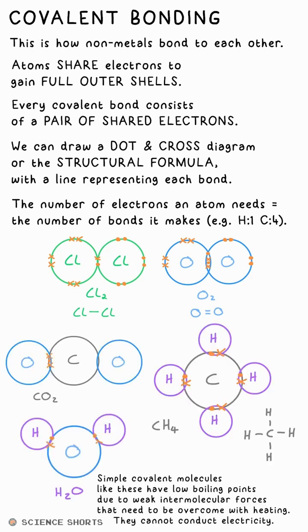Here's a few more. These above are what we call simple molecular or simple covalent structures, individual molecules that can all mix together. These have relatively low boiling points as there are only weak intermolecular forces between them that need to be overcome with heating.